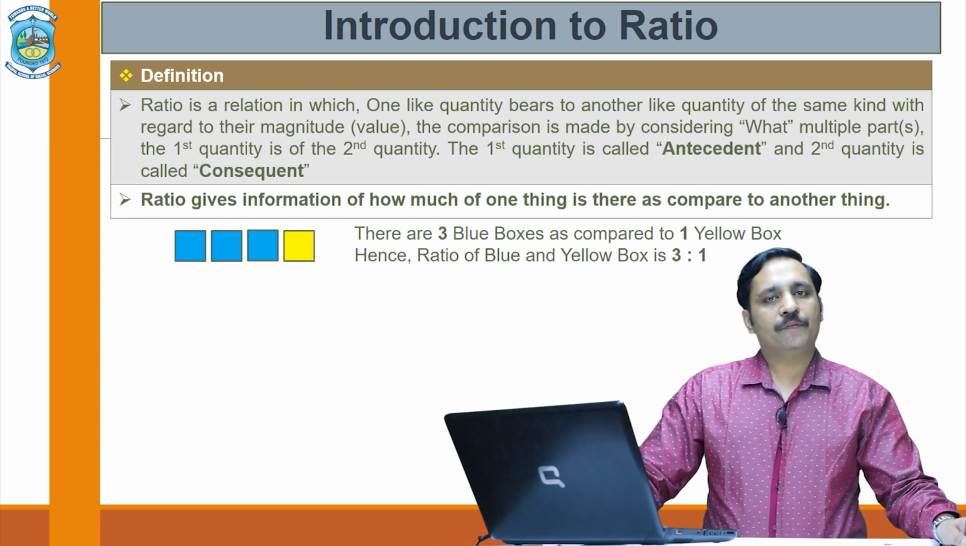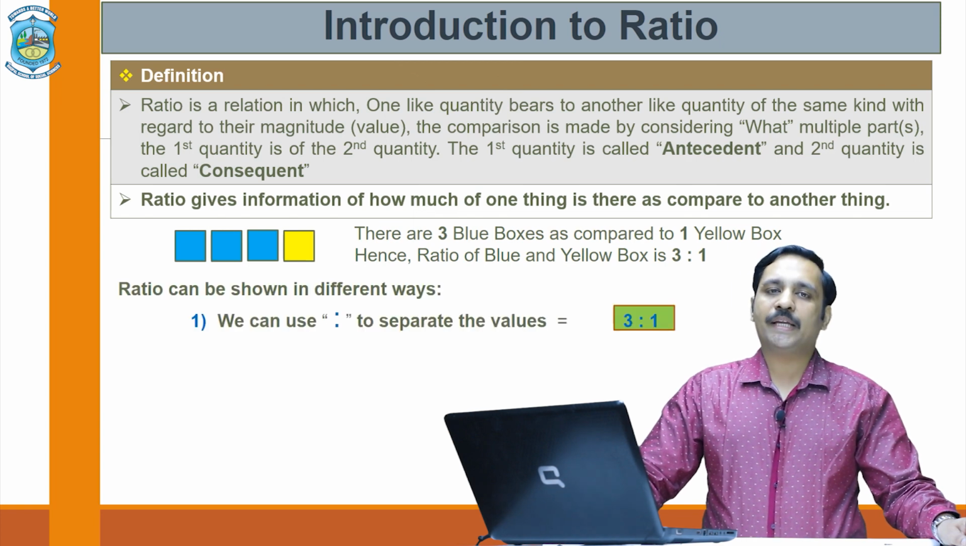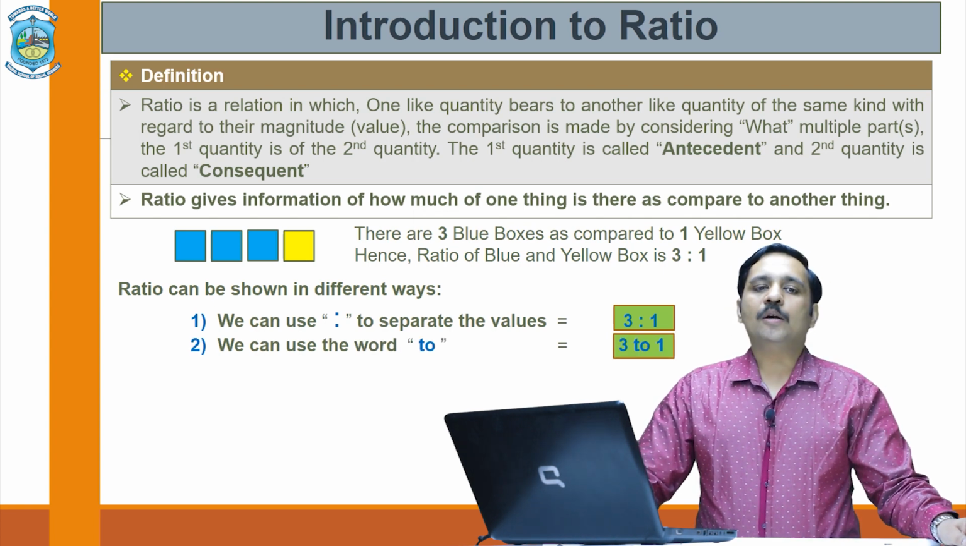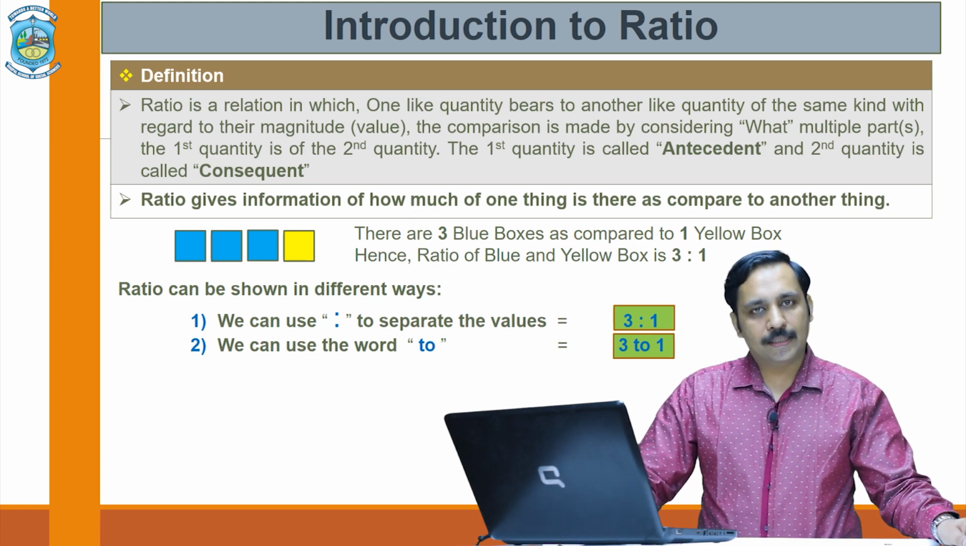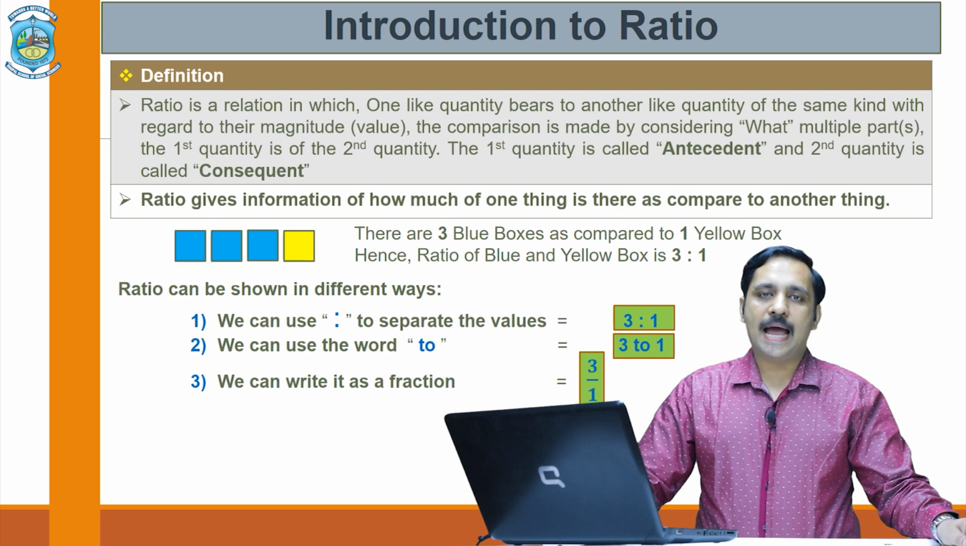Ratios can be shown in different ways. First, we can use a colon symbol to separate the values, 3:1. Second, we can use the word "to". That means I can write it as 3 to 1. In third case, I can represent ratio as a fraction. That means 3:1 can be written as 3/1.